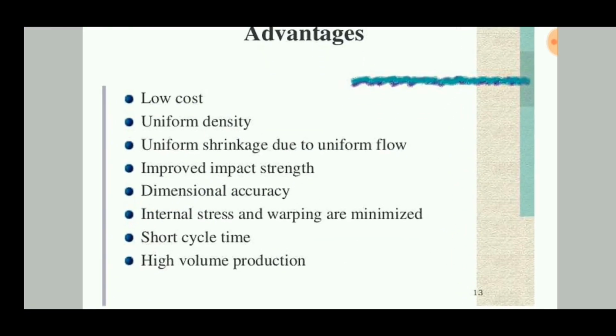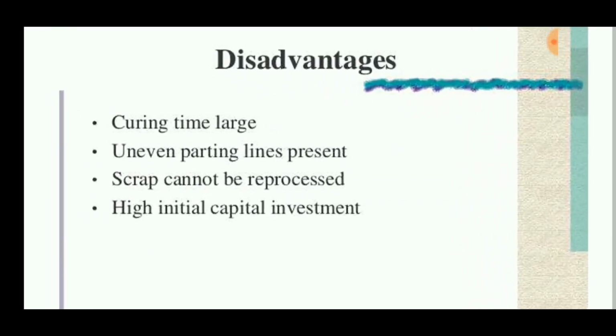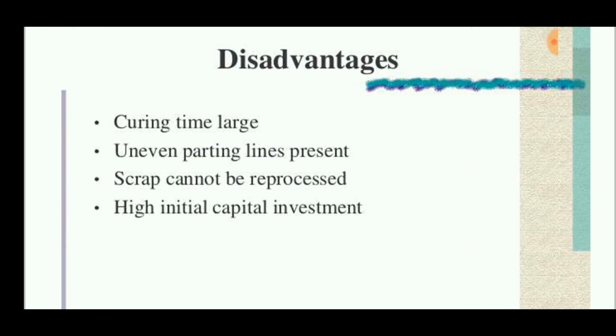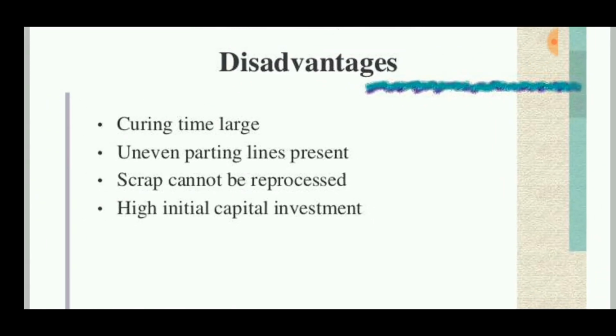Then the advantages are low cost, uniform density, dimensional accuracy, and short cycle time. Finally, the disadvantages are that the curing time is large and scrap cannot be reprocessed, because the scrap consists of a reinforcement and resin mixture that cannot be separated and reused. High initial capital investment is also needed because the machines involved in this process are of high cost.